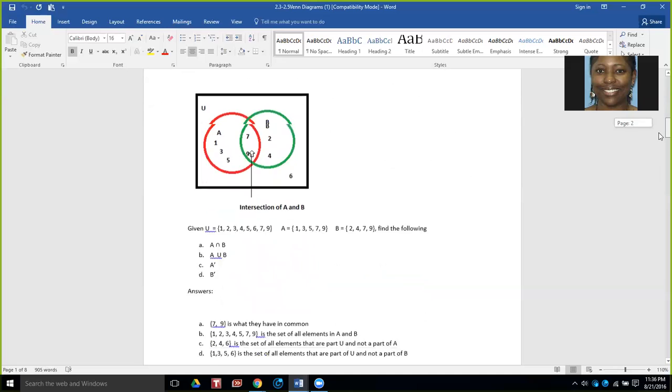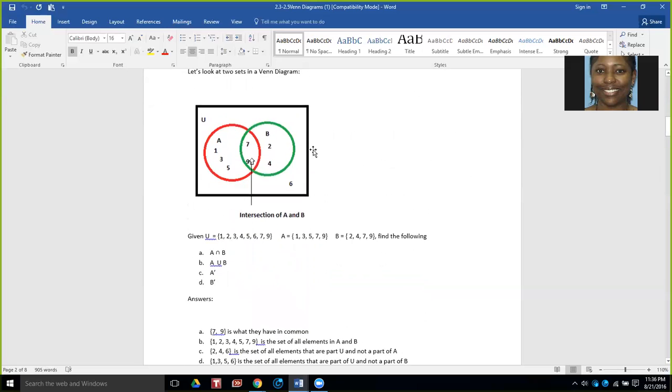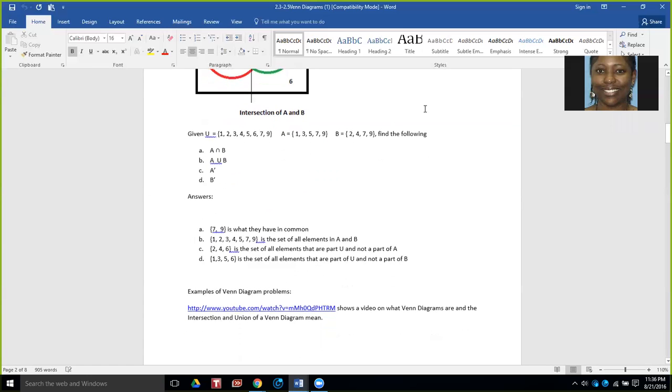So I've provided notes for you. We have an example, sets A and B, the intersection of A and B. This is the intersection symbol. To find the intersection, we have to know what's in the universal set, what's in A and what's in B. It makes it easier to find what they have in common. They have a 7 and a 9 in common. The union of A and B is all of A and all of B. Okay, so that would be 1, 2, 3, 4, 5, 7, and 9.